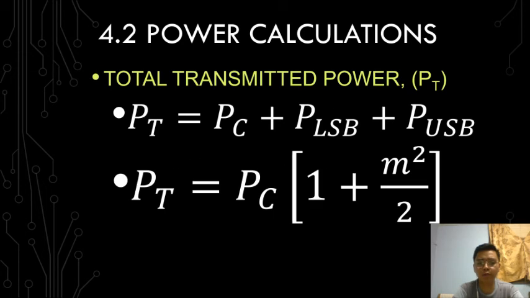This is the formula for total transmitted power. P sub T is equal to P sub C plus P sub LSB plus P sub USB, which is also equal to P sub C times (1 plus M squared over 2).